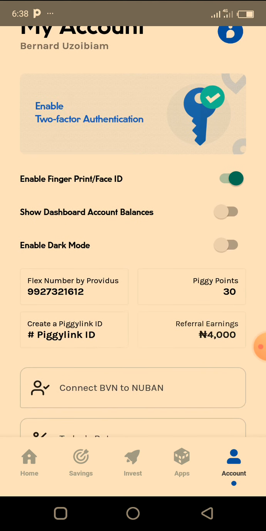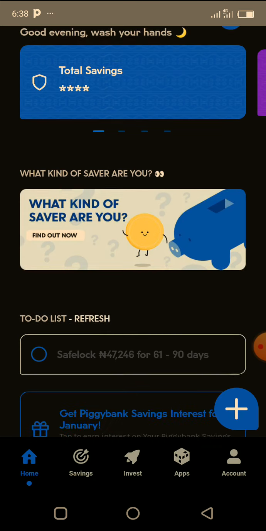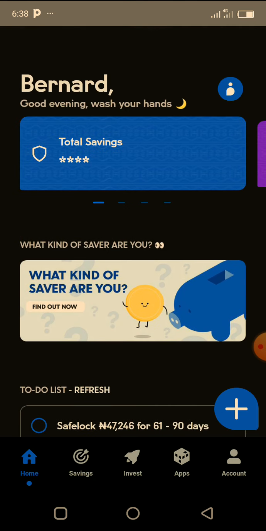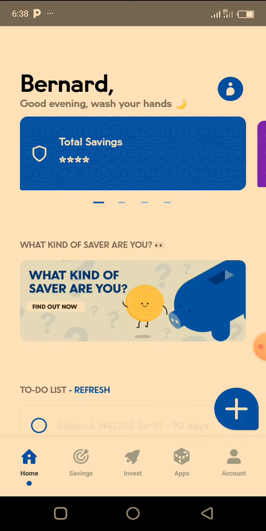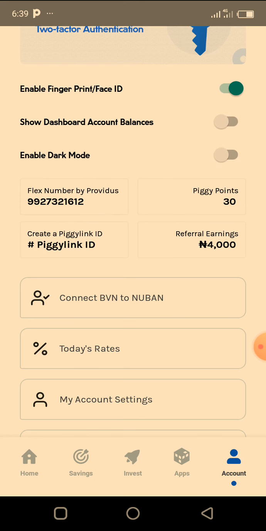So now we have enable dark mode. For those of you that like dark mode, you can change the theme to dark mode, and everywhere is dark. Can you see? It looks lovely, but you can't really see the screen very well. So I have to go back and disable the dark mode.